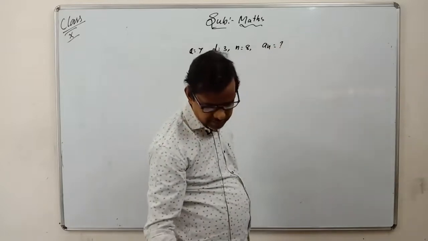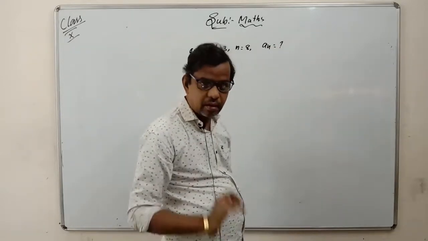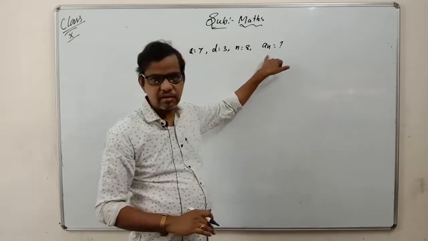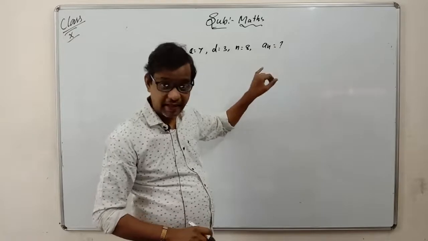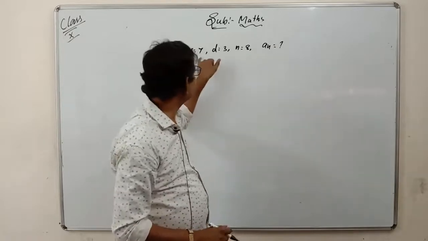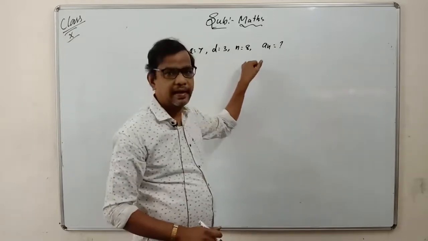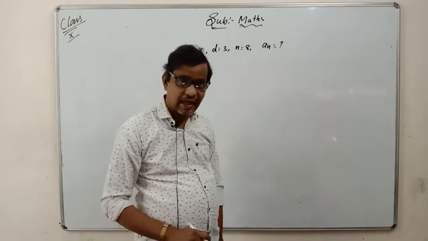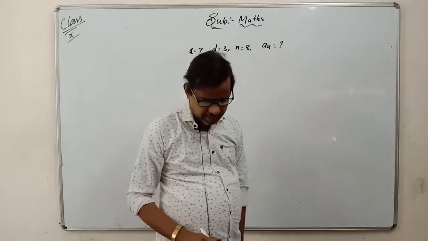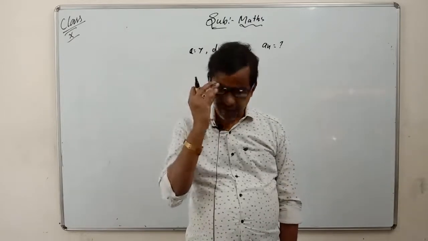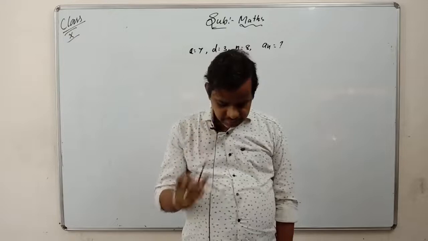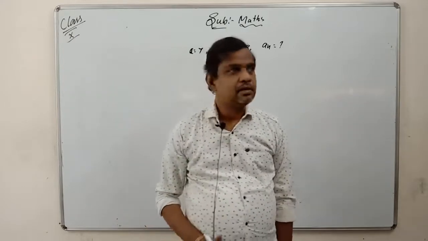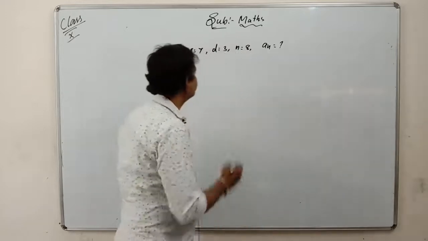So this can be done whether you know it or not. I told you already, An is nothing but Tn also, you can pronounce it as Tn. So he has given A equals 7, D equals 3, N equals 8, and we have to find the nth term. So let us see what is given there. What is the first term here?